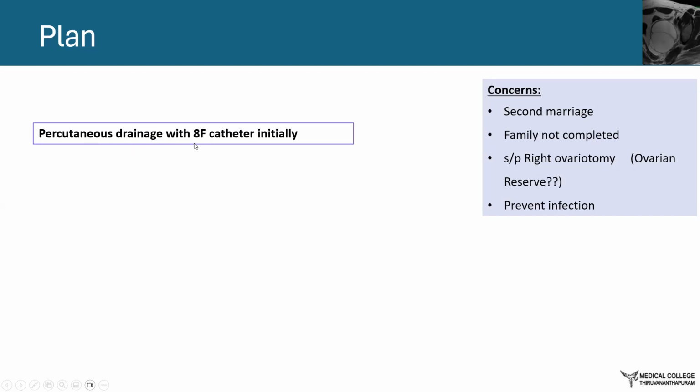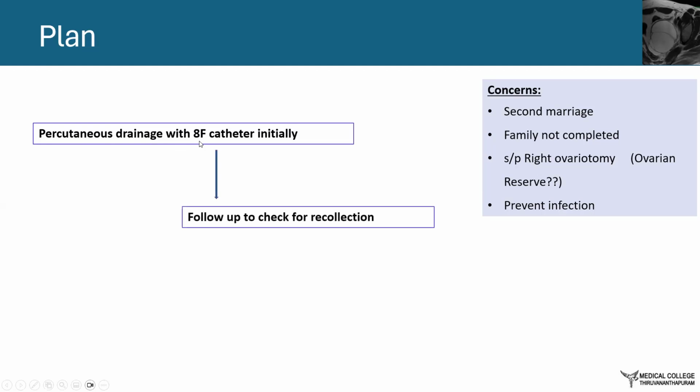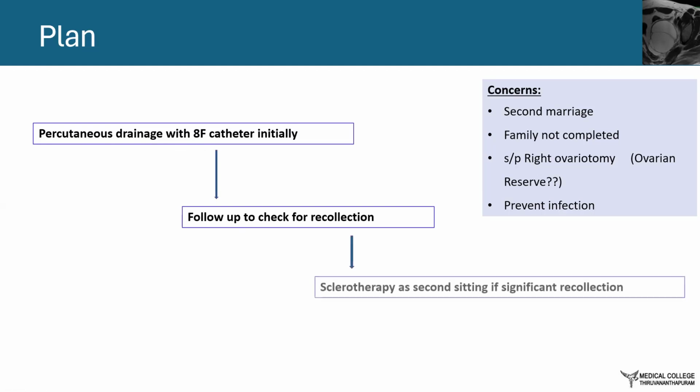Because surgery was not deemed possible by the gynecologists and surgeons, we initially thought we would just drain the peritoneal inclusion cyst to relieve the symptoms. Under ultrasound guidance, we placed an 8 French Malecot catheter into the cyst, drained it completely, and followed it up for any recollection. The plan was, if there was any recollection, we would do sclerotherapy as a second sitting after explaining the risks involved.